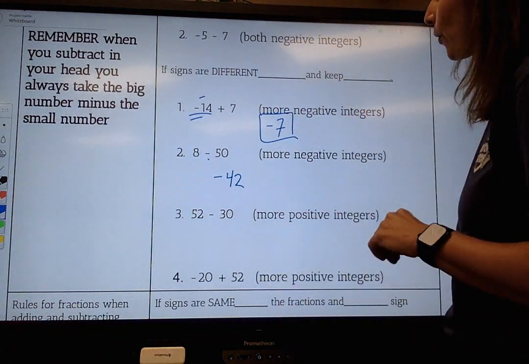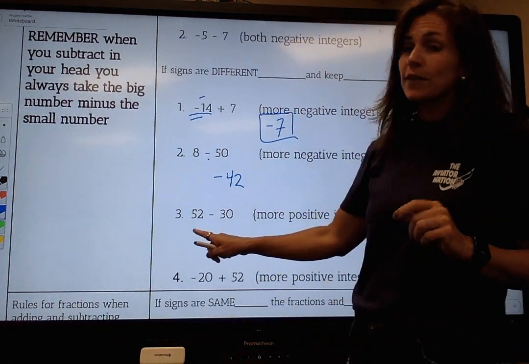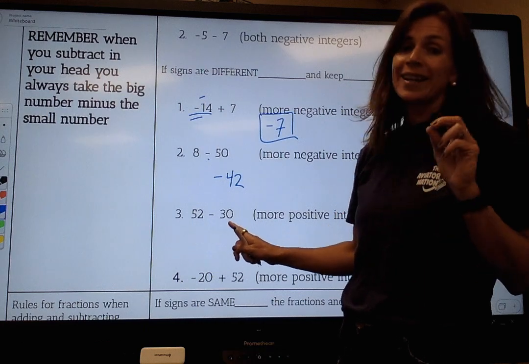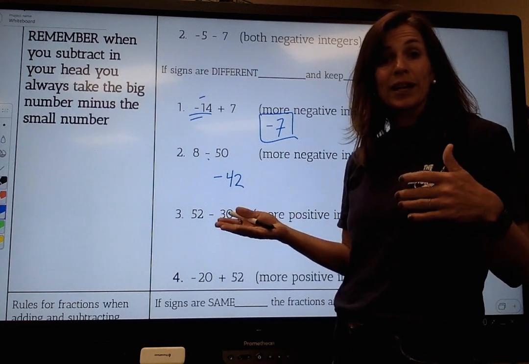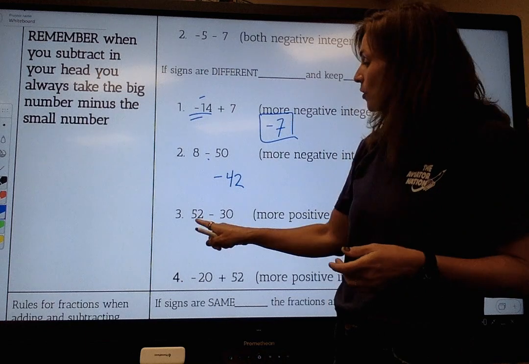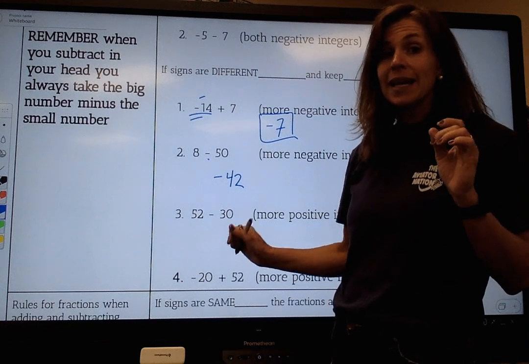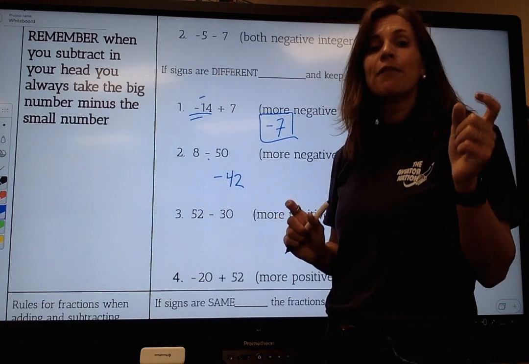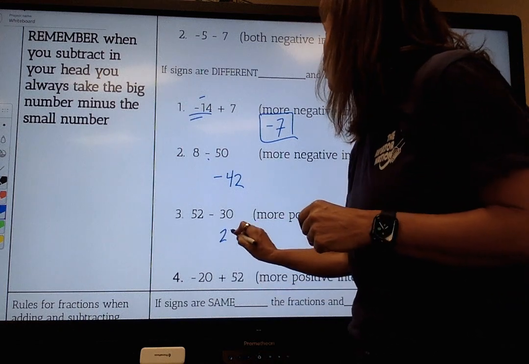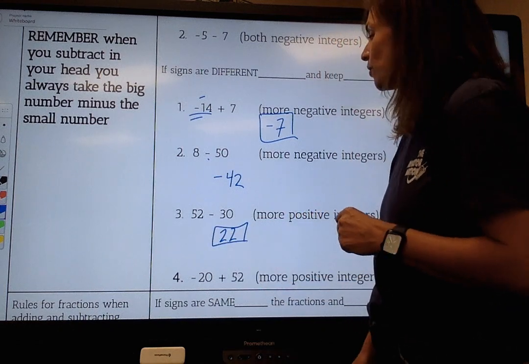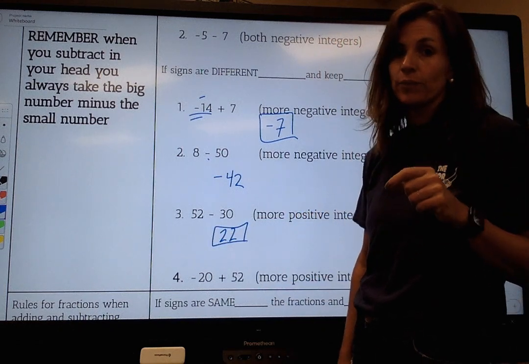Look at number 3. You have 52 positive integers and 30 negative integers. Do you have more positives or negatives? You have more positives. So I'm going to keep a positive sign and take the difference of 52 and 30, which is 22. So my answer here is going to be 22.